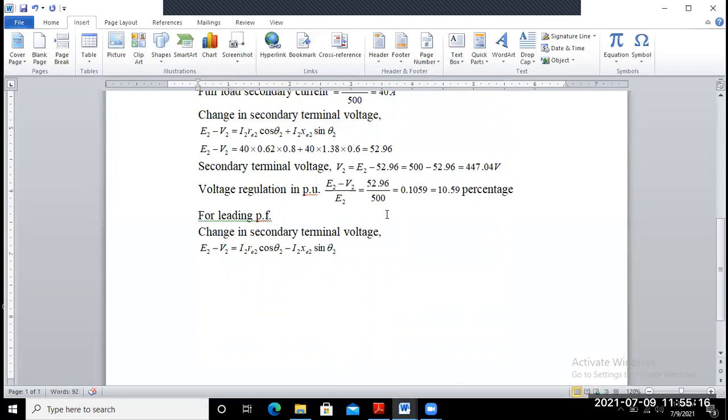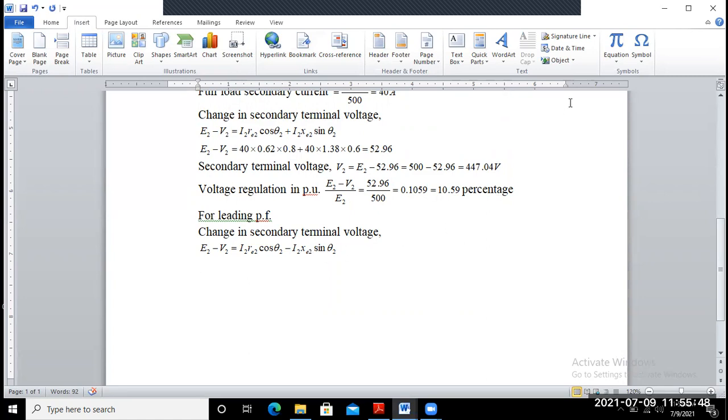Again, the leading power factor is also equal to 0.8. So again here cos theta 2 is 0.8 and sin theta 2 is equal to 0.6. Since the power factor value is the same, the only change is the sign. That means in place of positive it becomes negative. The other parameters are the same as the previous one. So just put the value of I2 Re2 cos theta 2 and I2 Xe2 sin theta 2.